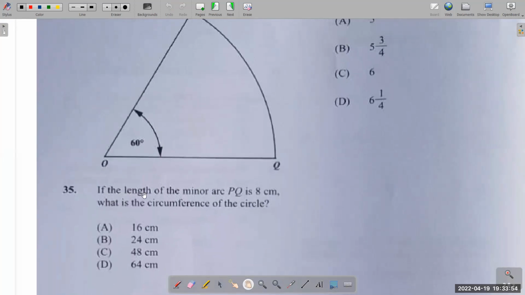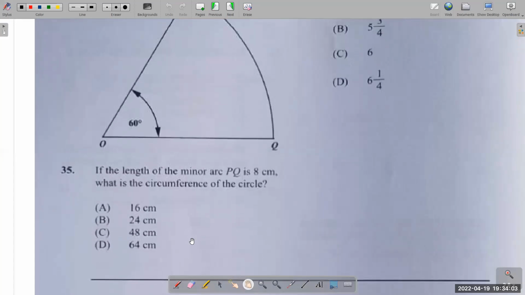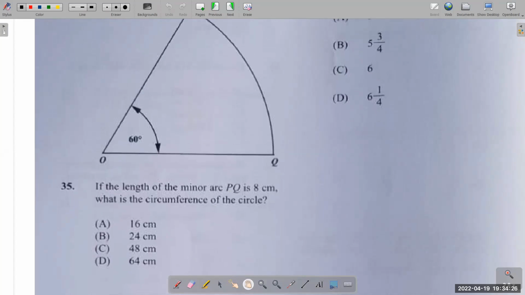If the length of this minor arc is 8, what is the circumference of the circle? What's the total? Anybody remember it? If you don't remember it, just say no. Thank you, Janelo. We got 15 people in here. Nobody else remember? Okay, do you remember how to find the answer though?